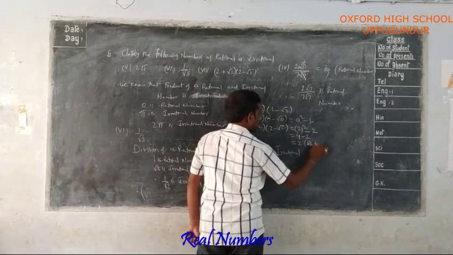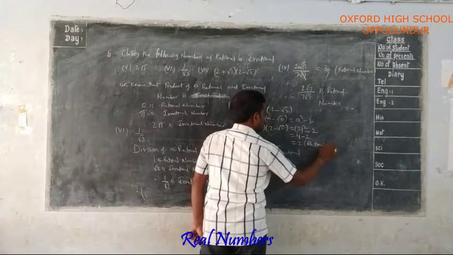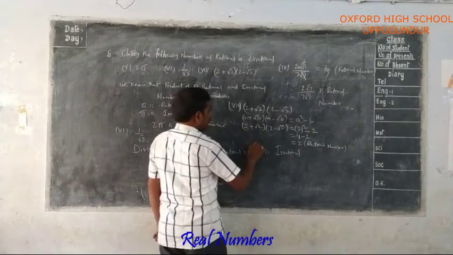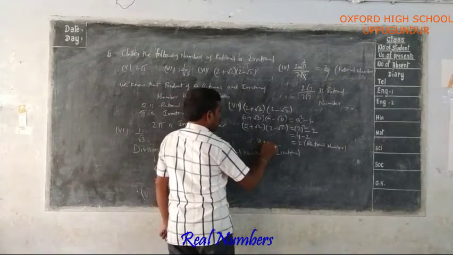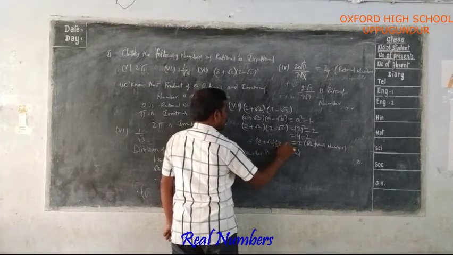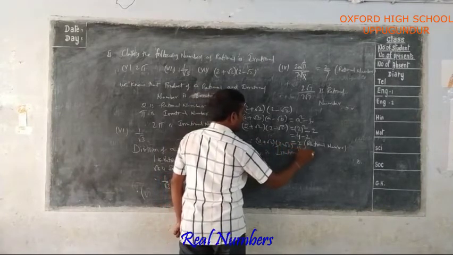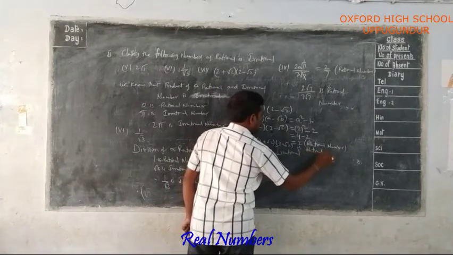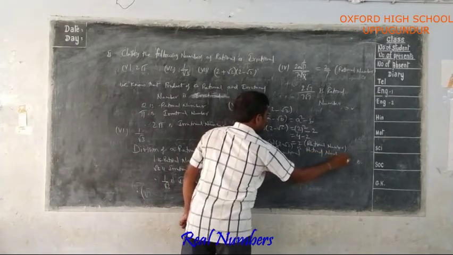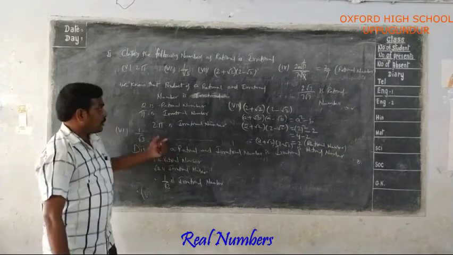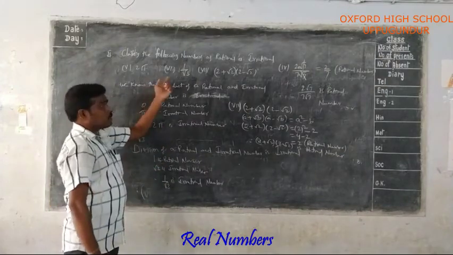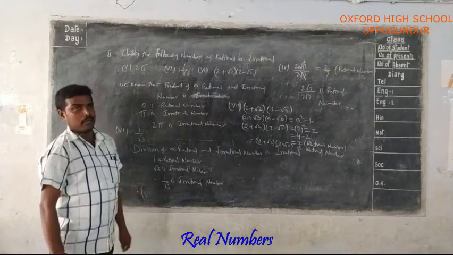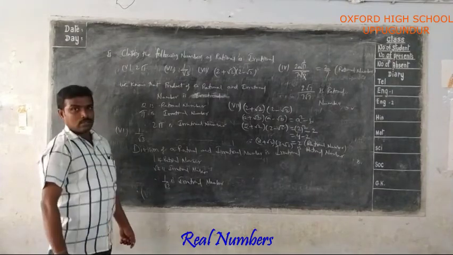Rational number. Therefore 2 plus root 2 into 2 minus root 2 is a rational number. So in this way we can classify whether the given numbers are rational numbers or irrational numbers. So this is about the second one.